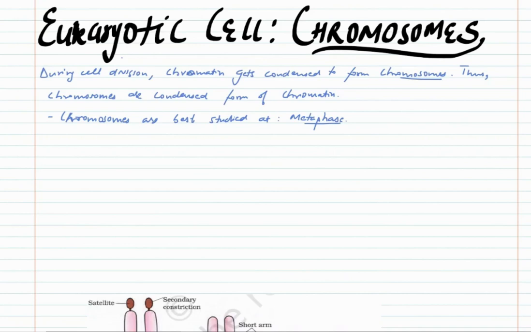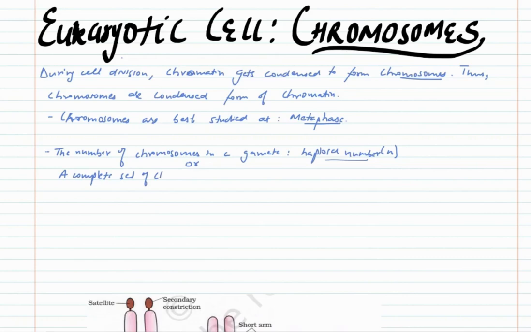The number of chromosomes in a gamete is called as haploid number, which is represented by n, or we can say that a complete set of chromosomes inherited as a unit from a single parent represents the haploid number of chromosomes.